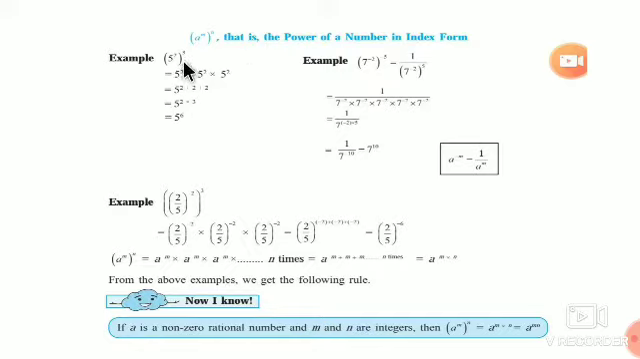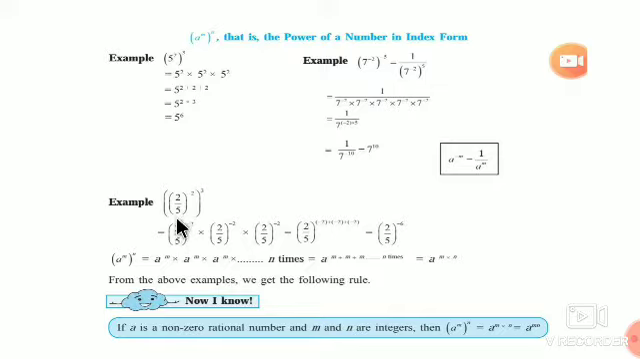Some examples of it: 5 raised to the power 2 whole raised to the power 3 is 5 raised to power 2 multiplied by 5 raised to power 2 multiplied by 5 raised to power 2, because 5 raised to power 2 is 3 times. So write down these numbers 3 times. So we can add these indices now. 5 raised to 2 plus 2 plus 2 is equal to 5 raised to 2 3 times. So 5 raised to 6. 2 3 times. So 2 multiplied by 3 means 5 raised to 6.